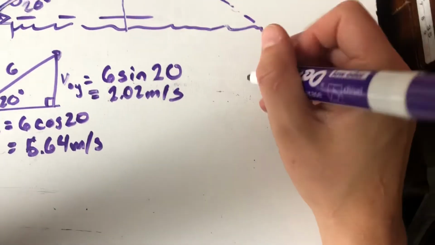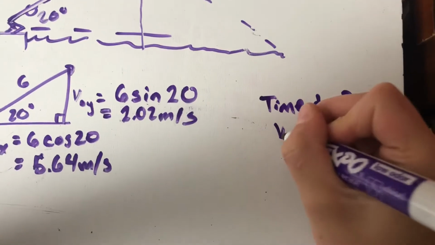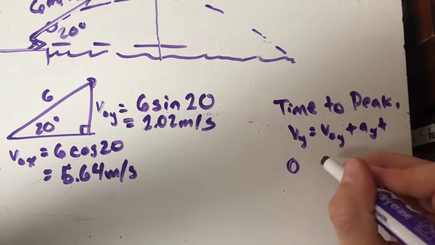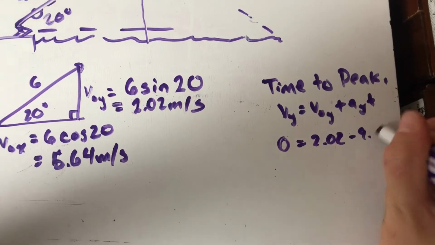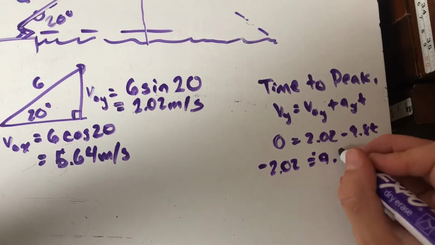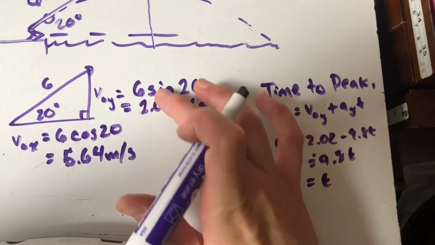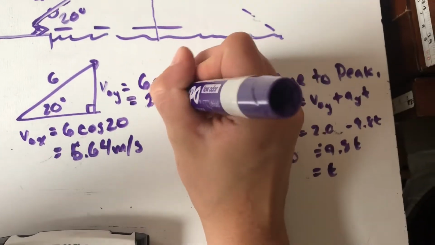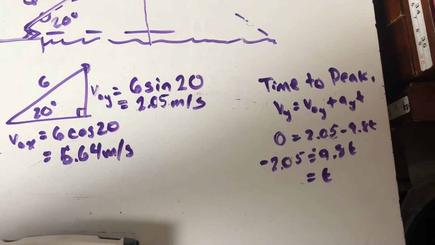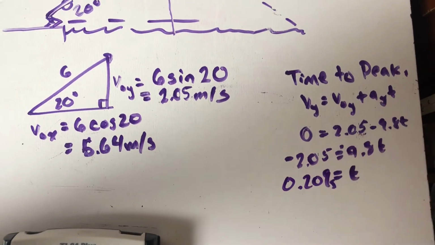I'm really into it. So time to the peak, Vy equals V0y plus Ayt. So this is 0 equals 2.02 minus 9.8t. Subtract 2.02, negative 9.8t equals negative 2.02, divide by negative 9.8. Oh my goodness, it's 2.02. This is why I can't be trusted. 2.02 divided by 9.8. 0.209 seconds to the peak.